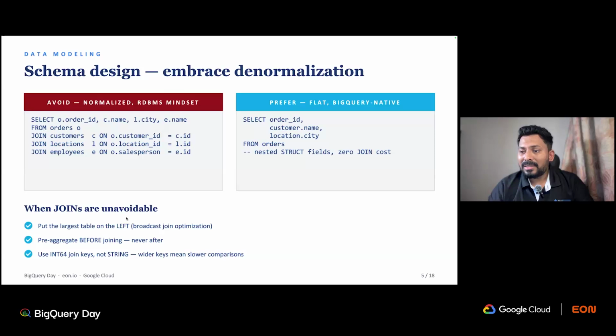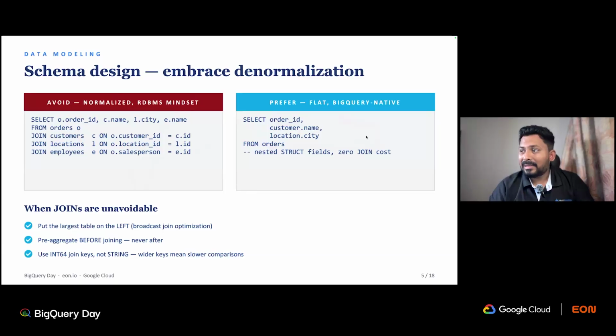And as discussed, there are no traditional indexes in BigQuery, and always use integer join keys and not strings, because strings will slow down the operations. So those are a few small schema design considerations. First, we should avoid normalization. We should prefer flat, BigQuery-native, wide tables.